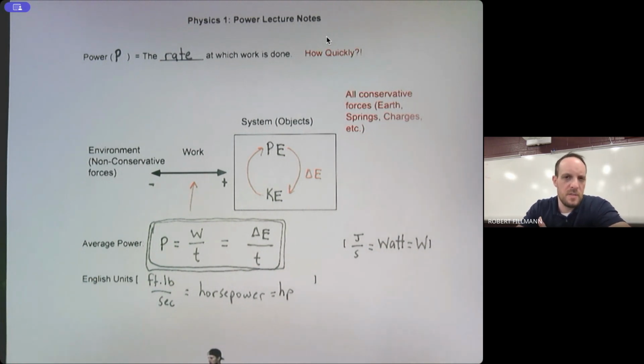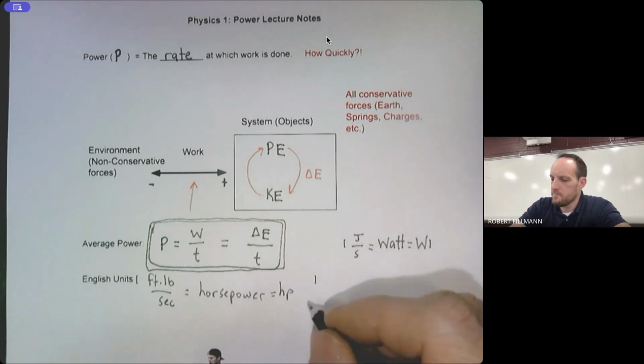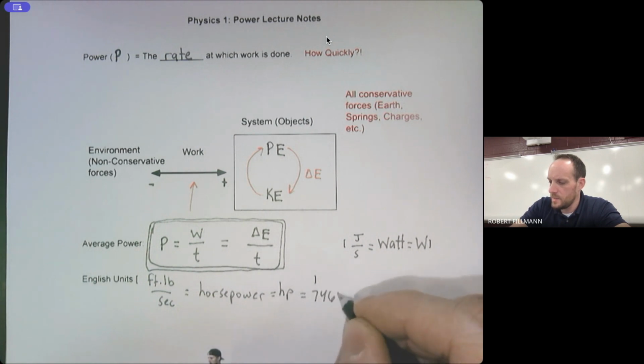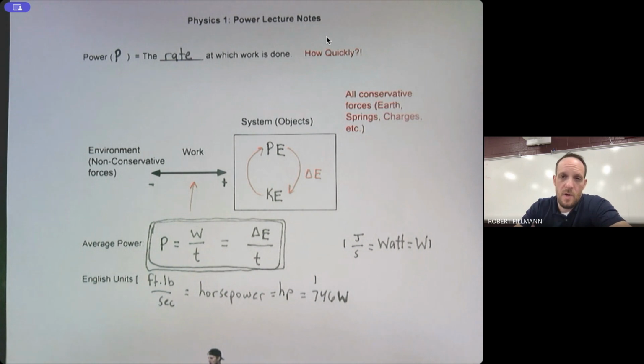Again, more power just means it does work faster. It generates energy more quickly. A horsepower is the same thing as 746 watts. So a 900 watt microwave is only a little bit over a horsepower. So it takes a lot more power to have a lot of horsepower than to have a lot of watts.